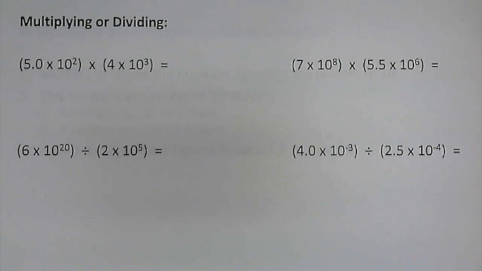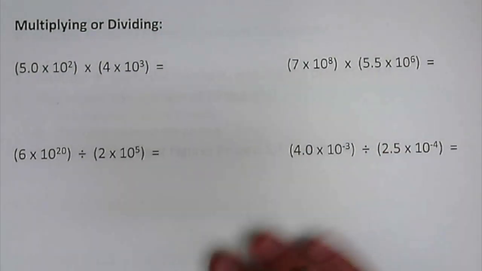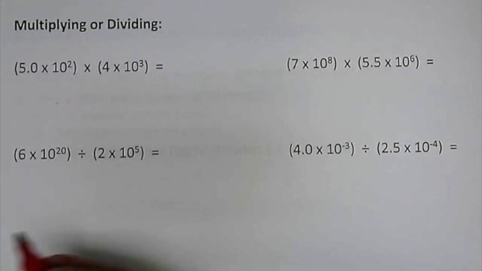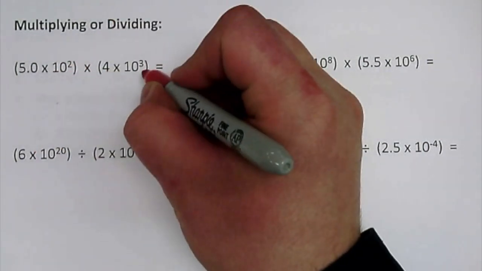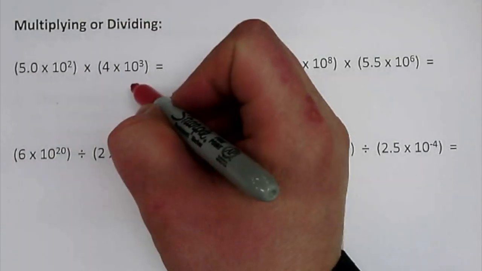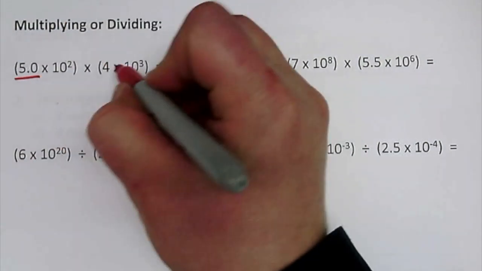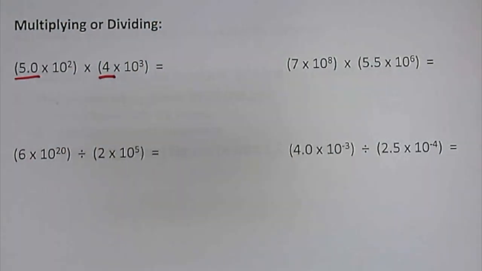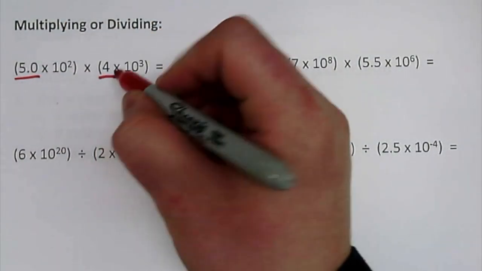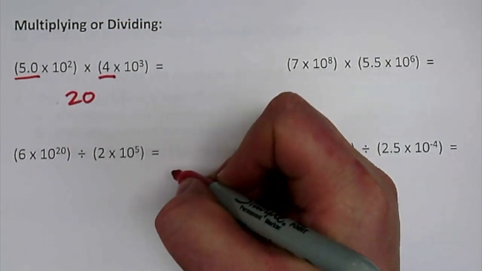Now, multiplying or dividing is slightly different. It's actually easier. All right? Essentially, you can just ignore these powers for a moment. If we're multiplying or dividing, all we have to do is multiply the numbers like normal. We'll deal with the powers in a minute. So 5.0 times 4 is 20.